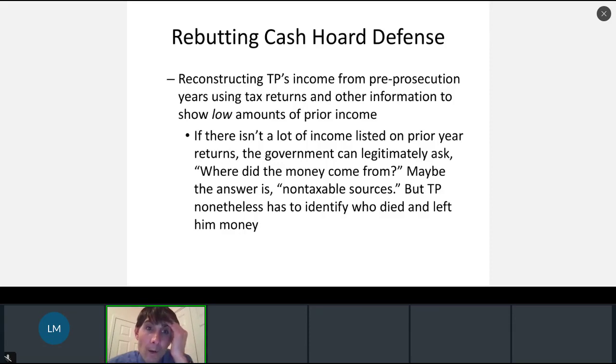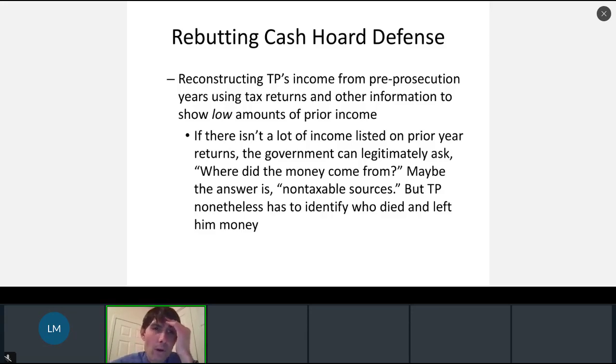So if there isn't a lot of income listed on prior year returns, the government can legitimately ask, where did that money come from exactly? Now you're saying that it occurred in a pre-prosecution year. Well, that's interesting, because you're saying that you had $30,000 of cash during 2007, which was one year before the prosecution year of 2008, and yet you only reported, was it $15,000 of gross income in 2007. So what's going on here? How could you claim you had a cash hoard in 2007 of 30,000 or more when you only reported $15,000 in gross income? So did you commit evasion in 2007 but just not 2008? What are you telling us, taxpayer?